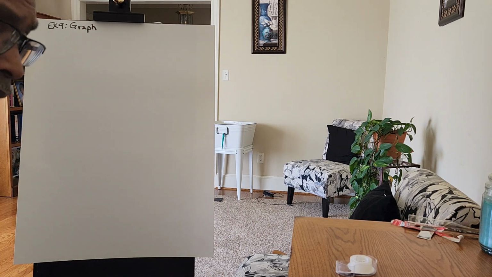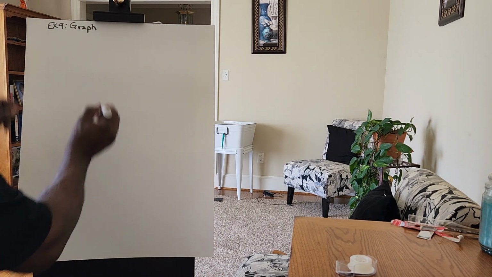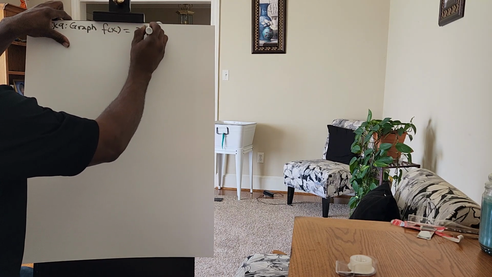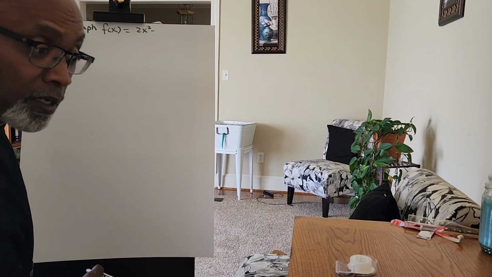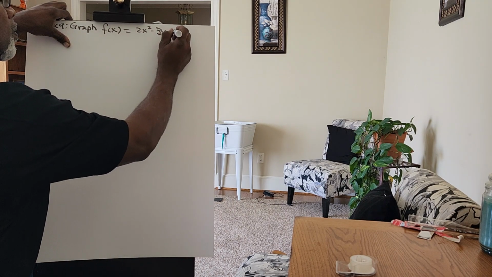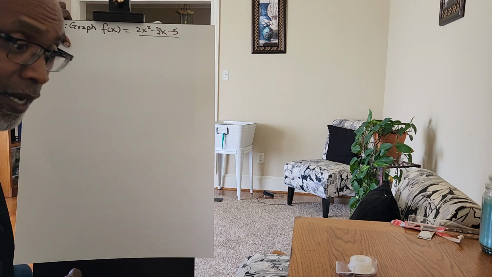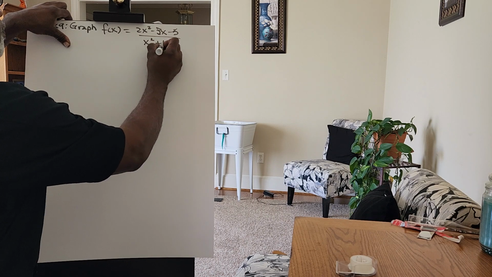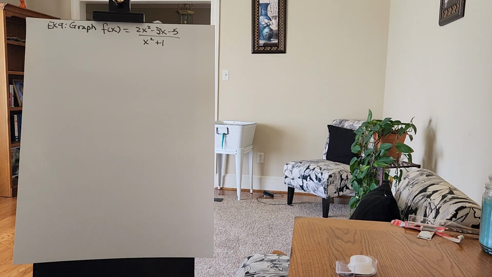Graph 2x squared minus 3x minus 5 divided by x squared plus 1. Okay? I want to graph 2x squared minus 3x minus 5 over x squared plus 1. Okay? Well, I'm going to follow those same things.